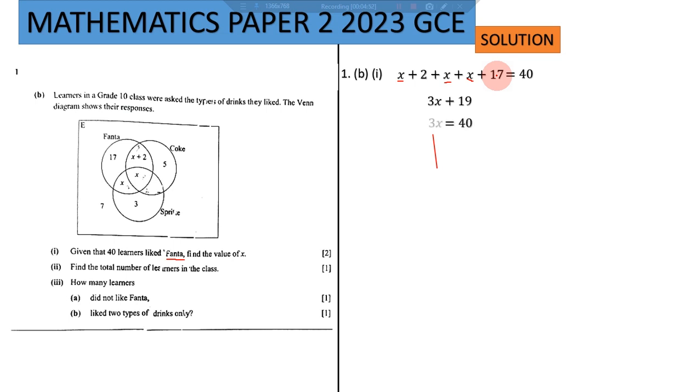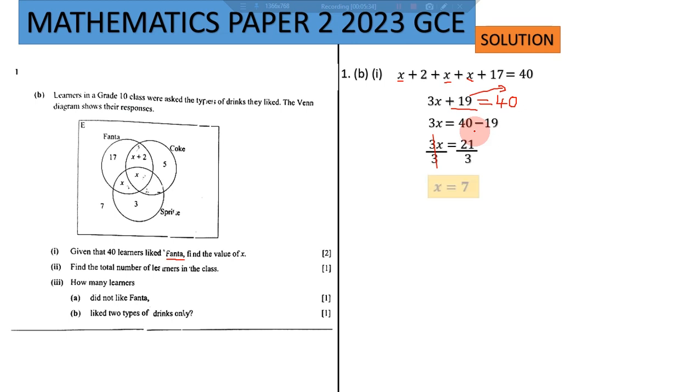Okay, now from here we are going to say equals to 40, because that is our equation. Then from here now, we're going to say 3x equals to 40. We're going to make this positive 19 cross the equal sign to go to its like term. So we're using additive inverse. The 19 going on the other side becomes a negative, so minus 19. So we have 3x equals to 40 minus 19, which will give us 21.